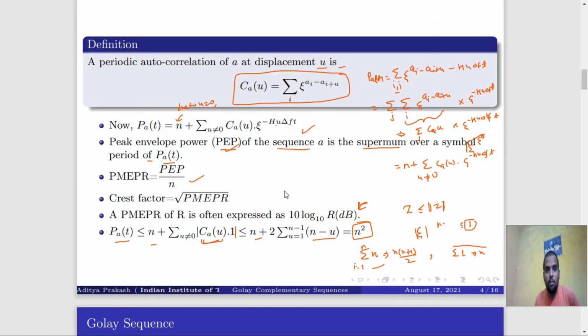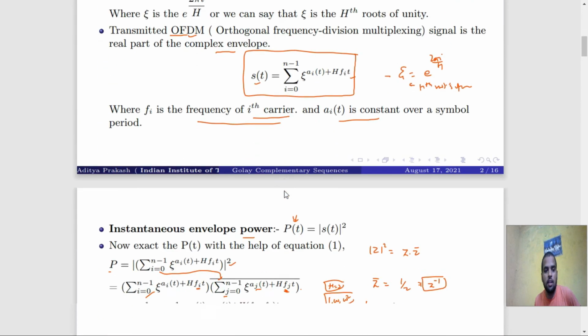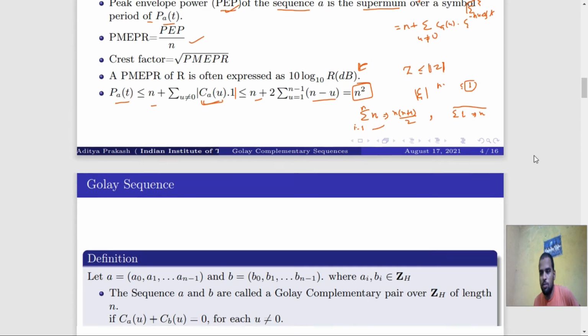Before we start the Golay sequence, this is the very basic concept about periodic autocorrelation, peak envelope power, and instantaneous envelope power, right? Okay, got the point? Now come to the Golay sequence.